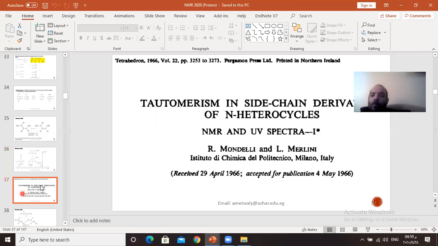This paper I will put it for you in the group today. It talks about the efficacy of different solvents on tautomerism. It was published in 1966, and it shows how much just choosing the solvent has an effect on this.